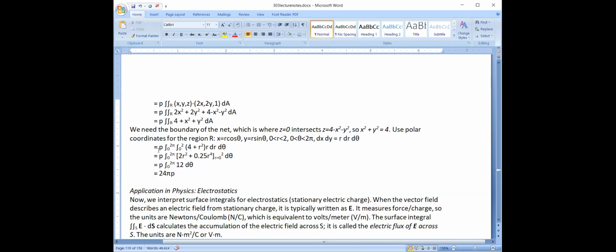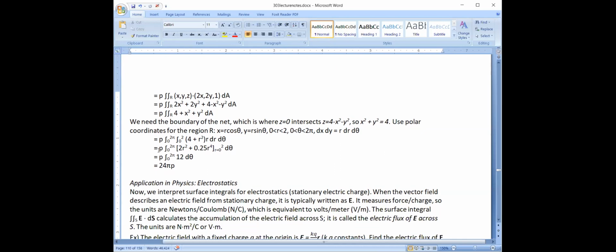So the surface integral, which is written as the double integral over the surface S of E dot dS, calculates what we call the accumulation of the electric field across S. And just generally, this is called the electric flux of electric field E across the surface S. And the units are a little funky. It's newton meters squared per coulomb, or just volt meters. So that's the application idea. Let's do a calculation.